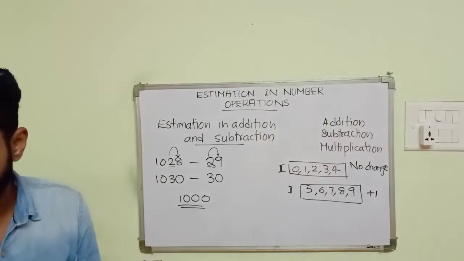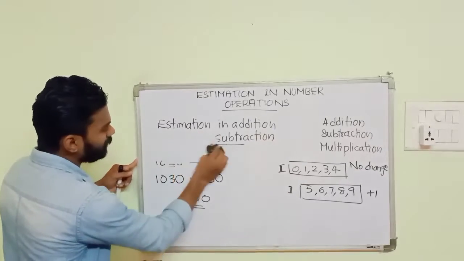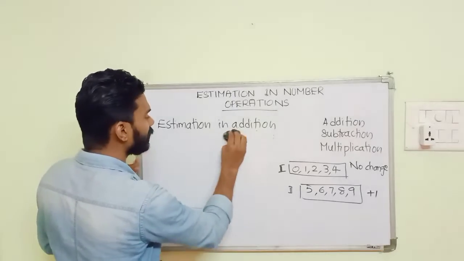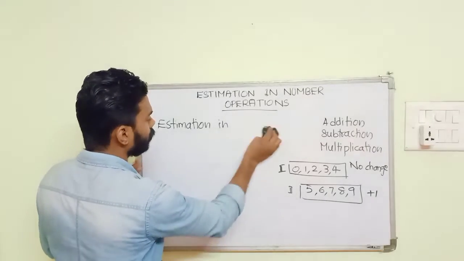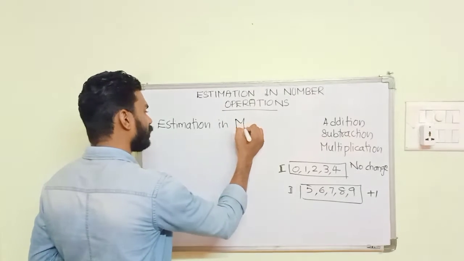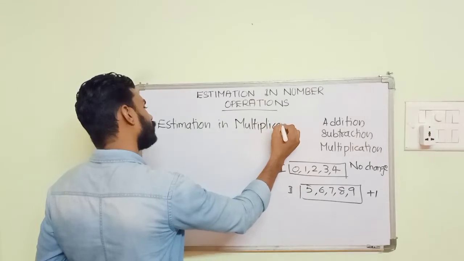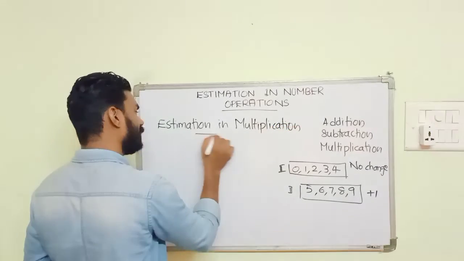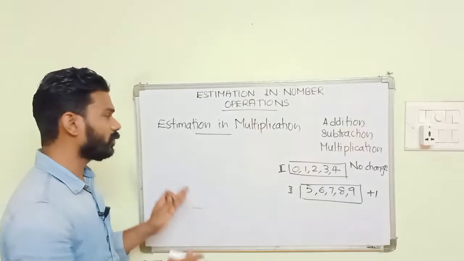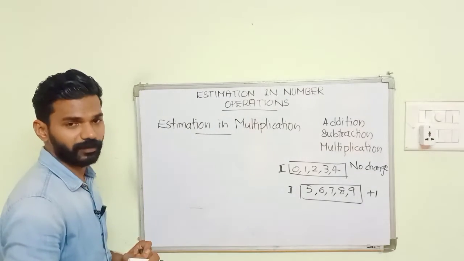Now let's check the rule for estimation in multiplication and division. Everyone just listen here. Now we are moving on to the topic estimation in multiplication. Only multiplication this time we are discussing. Let's take an example and explain the rule for estimation in the multiplication operation.